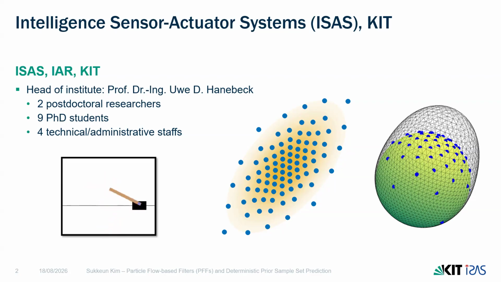Karlsruhe, located in the southwest of Germany, is really close to the border with France, and not too far from Switzerland as well. It's a quite nice place to visit because you can combine France, Germany, and Switzerland. Anyway, our institute is called Intelligent Sensor Actuator Systems, or ISAS, at KIT.